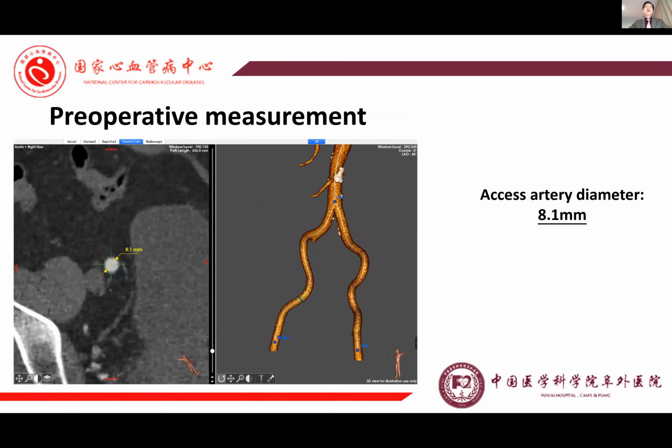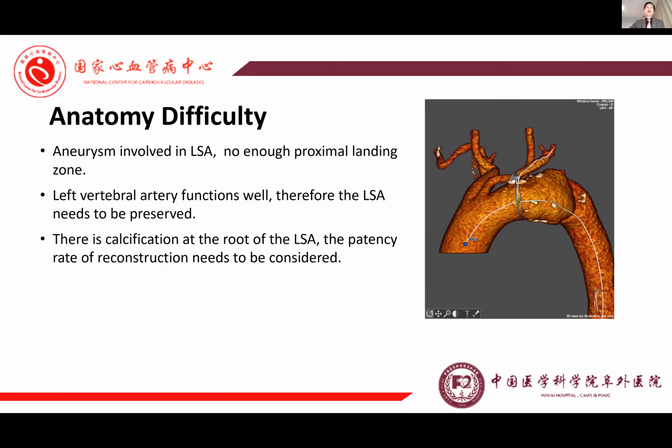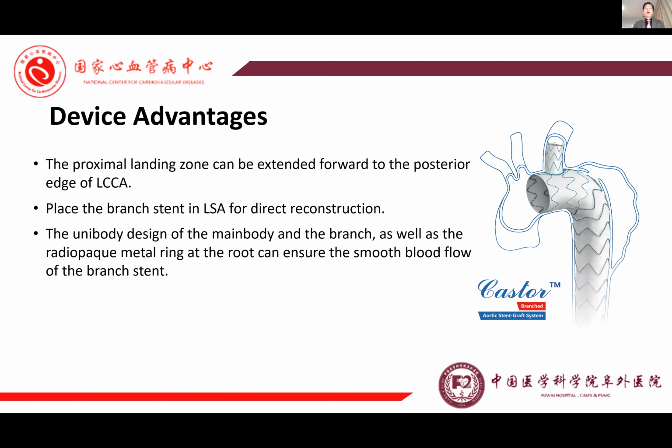As we assess the common iliac artery and external iliac artery, we find the diameter is still not too big, only 8. But anyway, there is still anatomical difficulty because the angulation of the aortic arch is not enough for the proximal landing zone. So we select the special device, the Castor, to treat this patient.